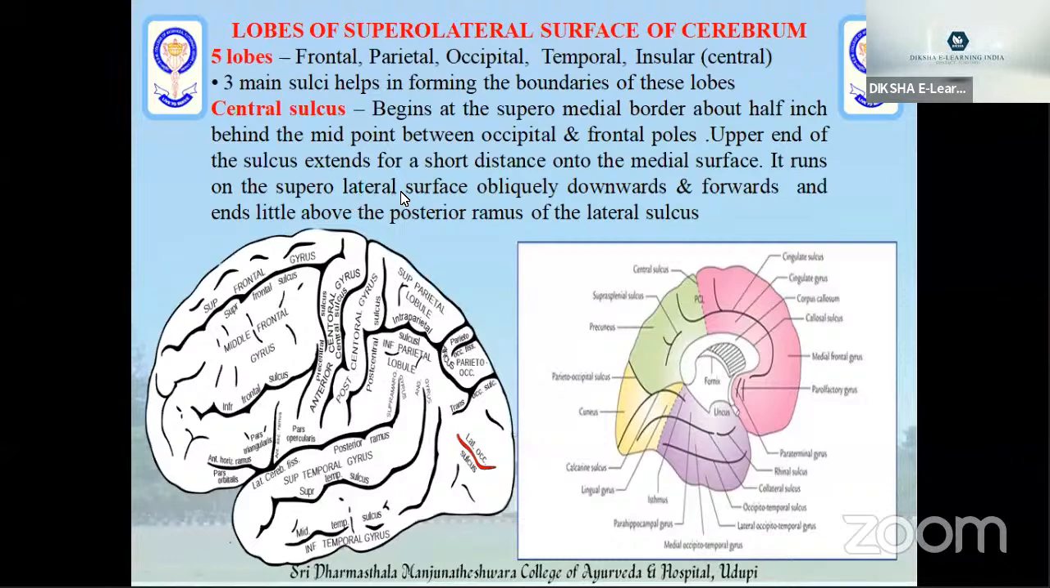It runs on the superior lateral surface obliquely downwards and forwards and ends a little above the posterior ramus of the lateral sulcus. You can see that it is running downwards here and just ends above the lateral sulcus. This is the central sulcus.